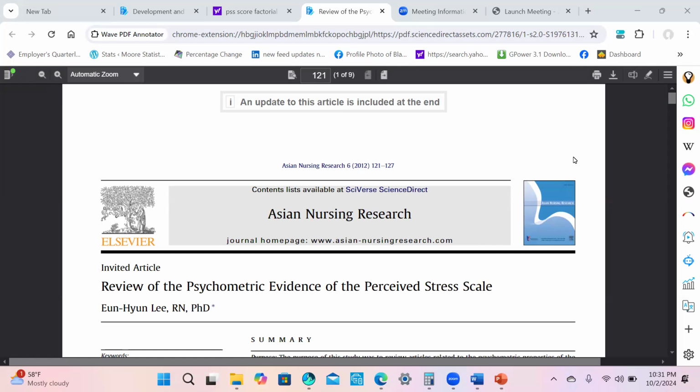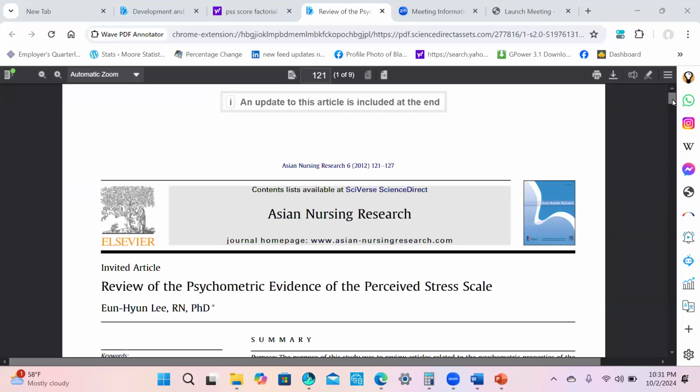Let's take tutorial out of this. This is just a quick review of a scale, the perceived stress scale. Say you were doing a research question that had to do with a perceived stress scale or any type of scale. There are a couple of things you want to find.